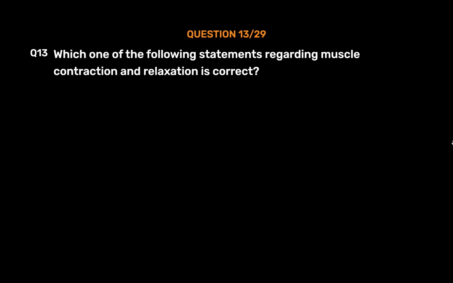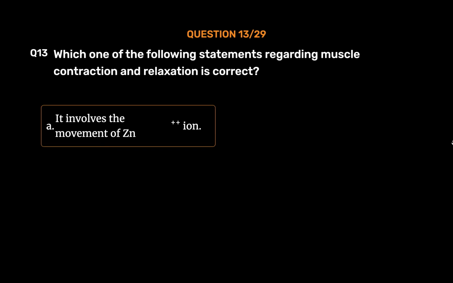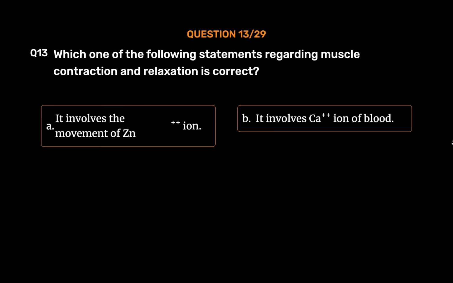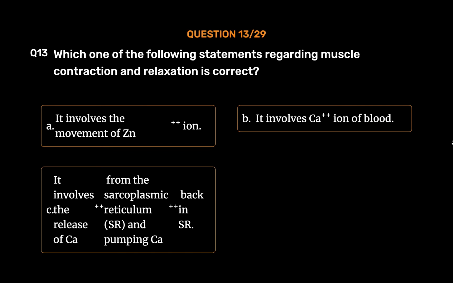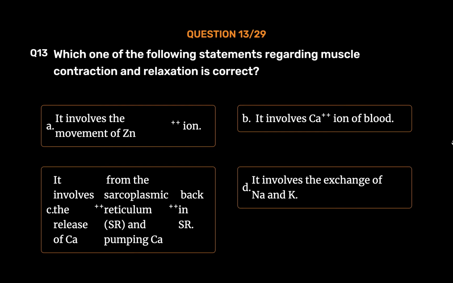Question number 13. Which one of the following statements regarding muscle contraction and relaxation is correct? Option A. It involves the movement of Zn++ ion. Option B. It involves Ca++ ion of blood. Option C. It involves the release of Ca++ from the sarcoplasmic reticulum, and pumping Ca++ back in. Option D. It involves the exchange of Na and K. The correct answer is Option C.